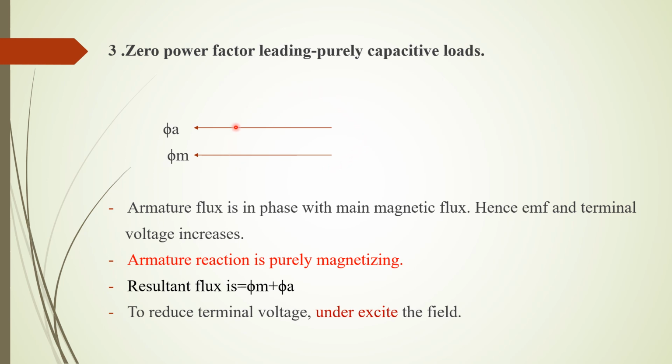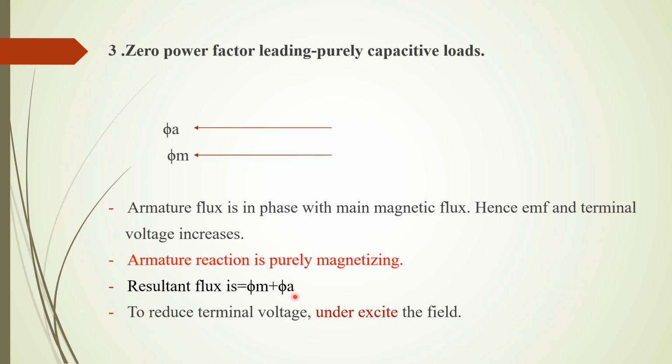It will be very high, because the resultant flux phi R will be equal to phi M plus phi A. Their sum will be the resultant flux. As a result of that, we will get an increased terminal voltage at the terminal side. That means the terminal voltage will increase when the load is purely capacitive or at 0 power factor leading.